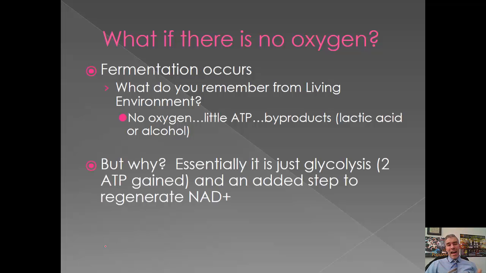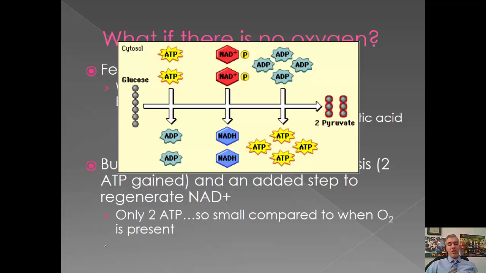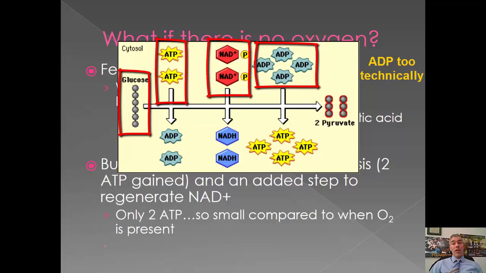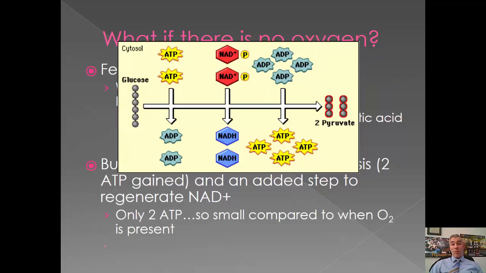But how does this happen? This process is essentially just glycolysis, so you get 2 ATP, very little ATP, but it's an added step where we have to regenerate our NAD+, because if you're doing glycolysis constantly, the reactants of that process are the glucose, some ATP, and NAD+. Those go in. The products are NADH. Now, what you know about Le Chatelier's principle that we talked about before is that if the products start to build up and we don't regenerate the reactants, then we're going to slow down this whole process. So we have to regenerate the NAD+ somehow. Okay?